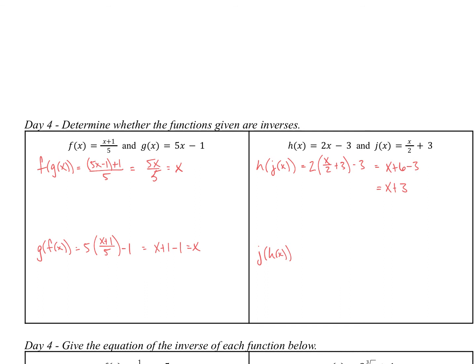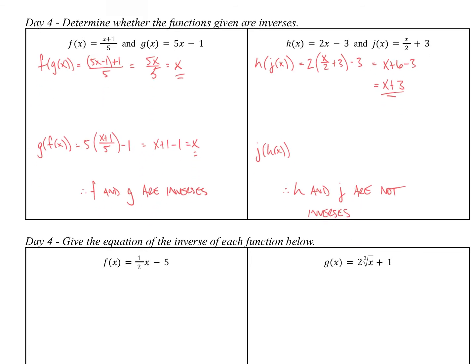So for f and g, you do get x for each. Therefore, f and g are inverses. But for h of j of x, I already get x plus 3. So I don't even have to check j of h of x. Even if it comes out to be x, it's not going to matter. And that is possible, but that won't matter. So I already know that h and j are not inverses.